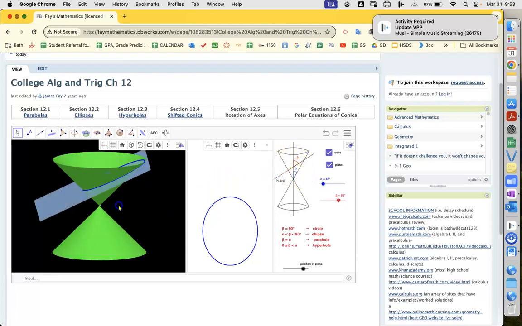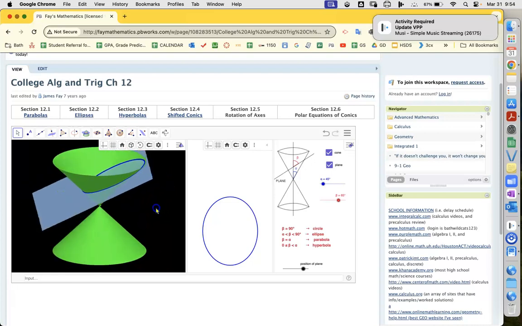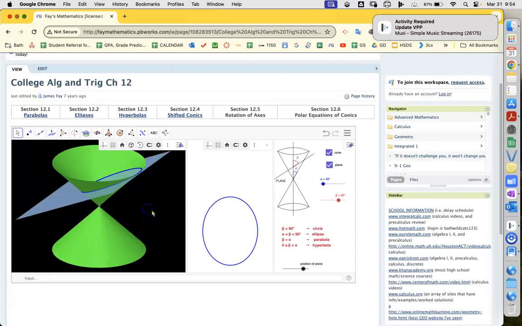So this angle here, if I were to take a segment from this point straight to the center of the circle in the cone and look at that angle, we're calling that alpha. And beta is the angle that the plane makes with that line that's going through the center of the cone. If alpha is less than beta, what we end up with here is an oval. The geometric word for oval is ellipse. So we get an ellipse there.